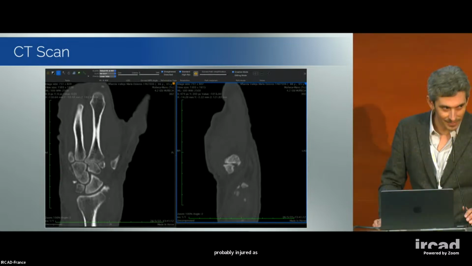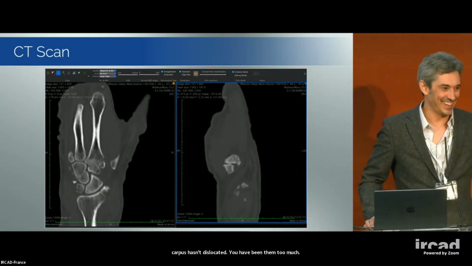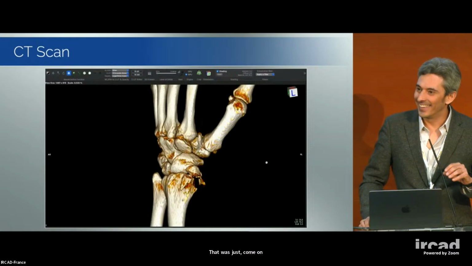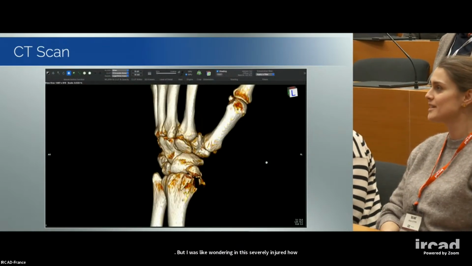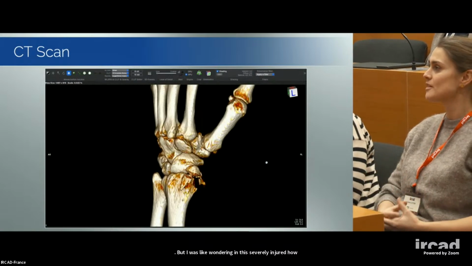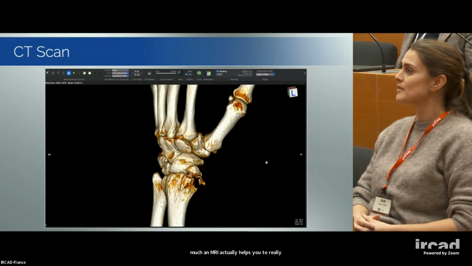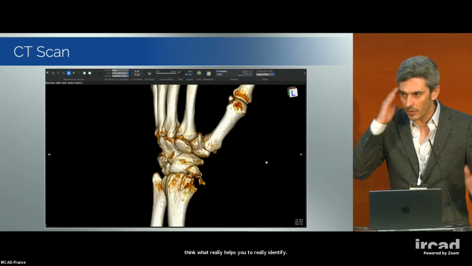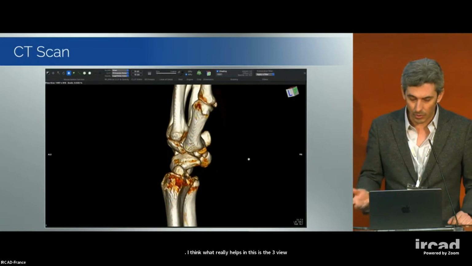You are helping them too much. Yeah, but I was just wondering. Come on. But I was still wondering, in this severely injured wrist, how much an MRI actually helps you to really identify structures. I think what really helps in this is the 3D view, no? For this complex set of bones. Yeah, our brain is not adapted to do a 3D reconstruction, so I think it's quite useful. You have many programs, you can do it by yourself.